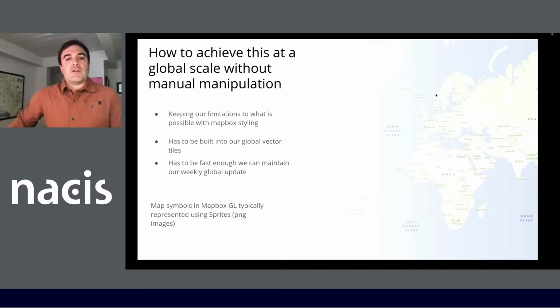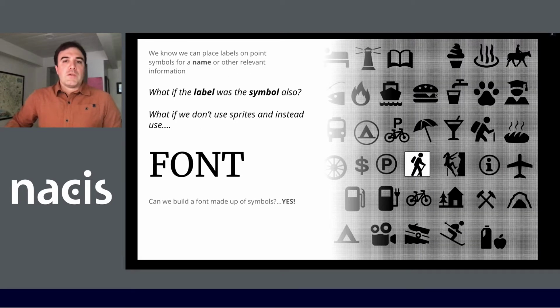Up until this point, our workflow had consisted of rendering symbols in Mapbox GL as sprites, which are little PNG images that are extracted from a larger sprite sheet containing all of the symbols. Now, we know we can place labels for points in Mapbox styling by creating a symbol layer and assigning a sprite to the symbol, and usually using a name field or some other relevant field as a label to go with the symbol. But what if the label also contained the symbol itself? This would require us, instead of using sprites, to use a font to represent our symbols.